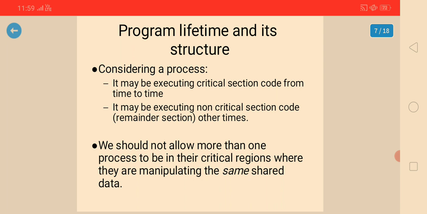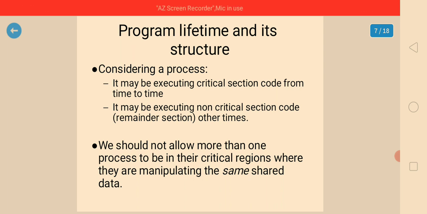So, program lifetime and its structure. Considering a process, it might execute critical section code from time to time. It may execute non-critical section code, the remainder section, at other times. Means what here? Once a process is executing, it is not allowed to execute any other process.